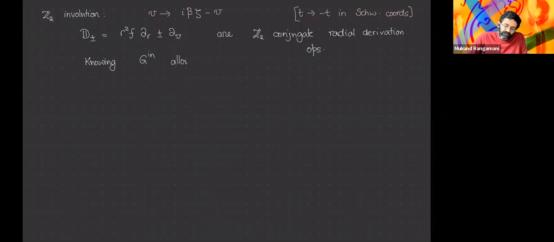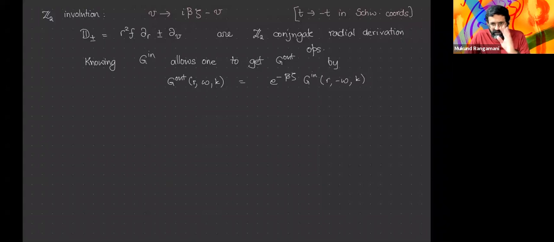it allows one to get G out, roughly G out at R, omega, k is e to the minus I beta zeta. You can show this at the level of the wave operator, so you don't have to re-solve the problem to find the outgoing Green's function once you know the ingoing Green's function.